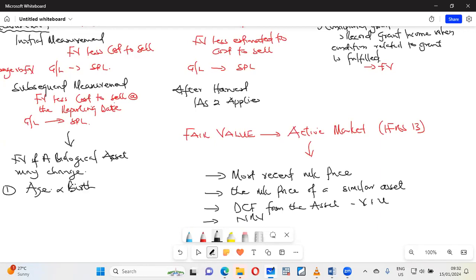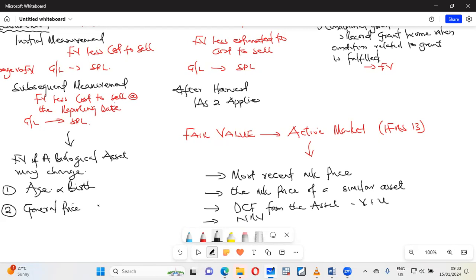Age and birth. Yes, because if they give birth, be careful, their value is increasing. Then another reason is the prices in the market, a general price increase in the market. All right, because it happens. If pepper is increasing, then a cow too.